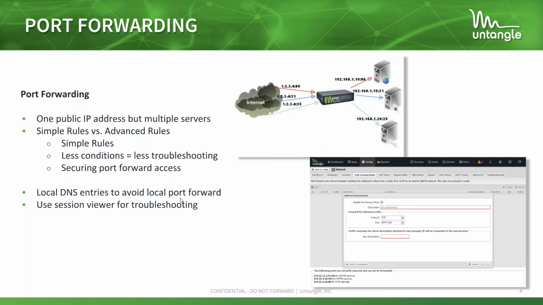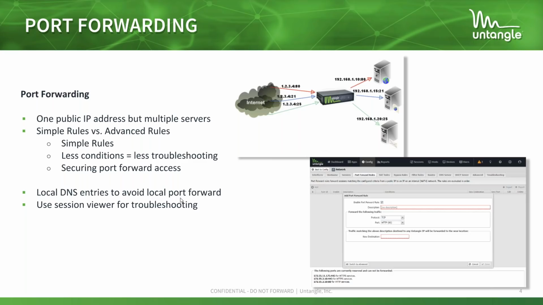When you create a port forward on the Untangle, there's a couple of different ways that you can do it. We have what we refer to as simple, and we also have advanced. We default to the simple setup, where you give the rule a description, you select the protocol, and you select the port from a predefined list of ports. In that list is also a custom or other, where you can manually type in a port if you need to. And then, of course, you specify the new destination for where it's going to go on the local network.